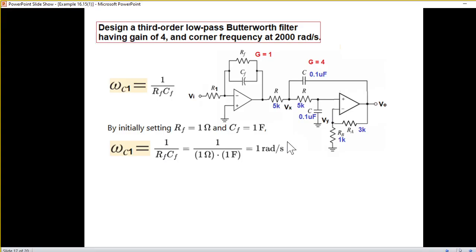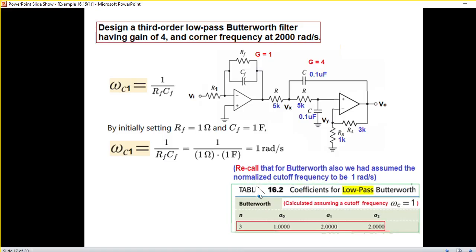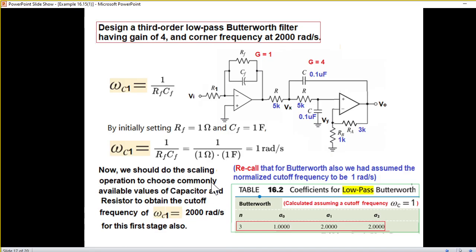So exactly same technique. Recall that for Butterworth also we had assumed normalized cutoff frequency to be 1 radian. So this is also same. So we'll use the same scaling technique. So omega C1 new now has to be 2000 radians to match with this. So this is operating now at 2000 radians. So this has to operate at the same frequency.